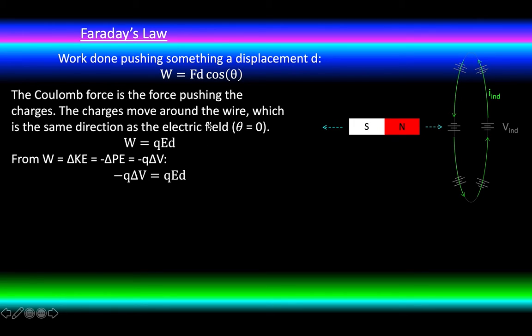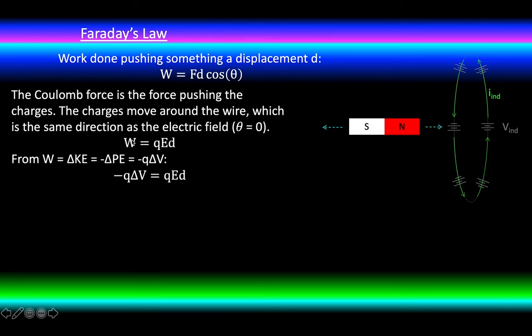So if I set these two equal to each other, because these are just two different ways of writing the work it takes for my charge to move once around the wire, I could say negative Q delta V is equal to Q times E times D. Q is the charge of the particle that is moving around this loop of wire. I see Q on both sides, so I could cancel out the Q's.